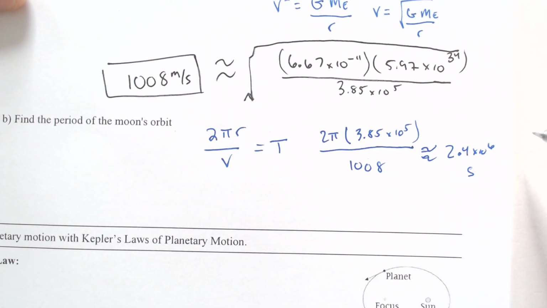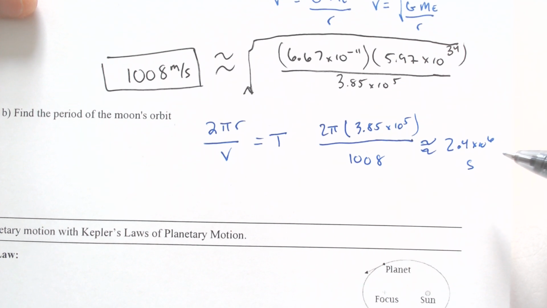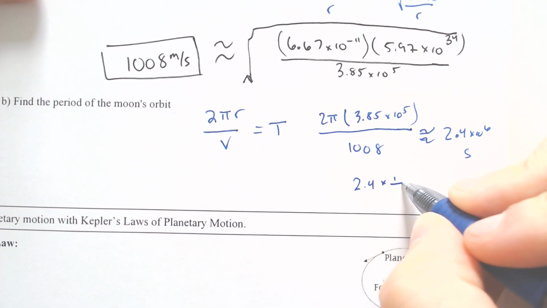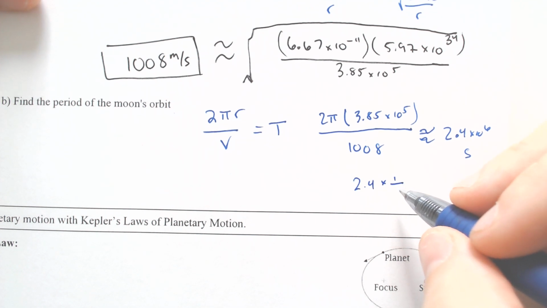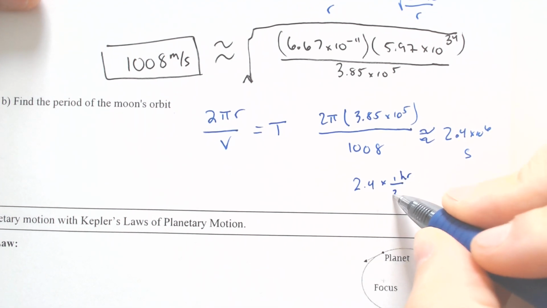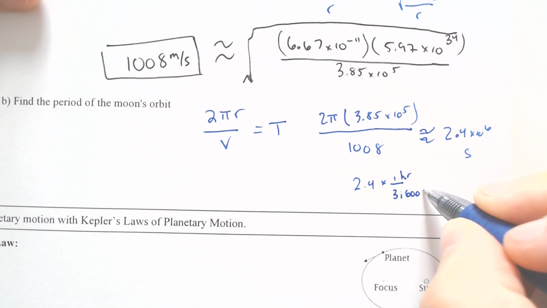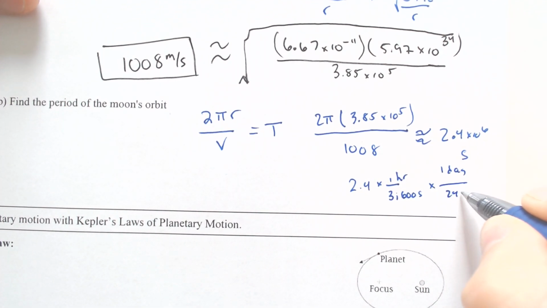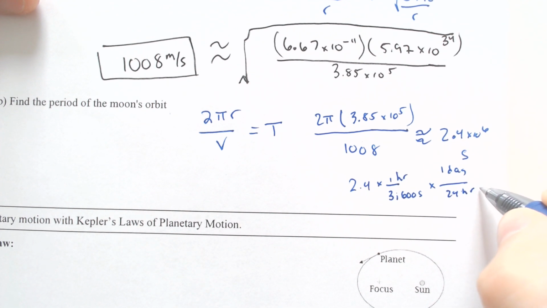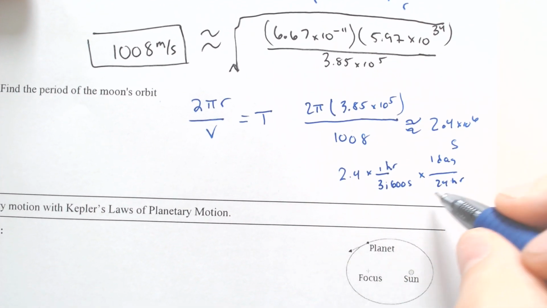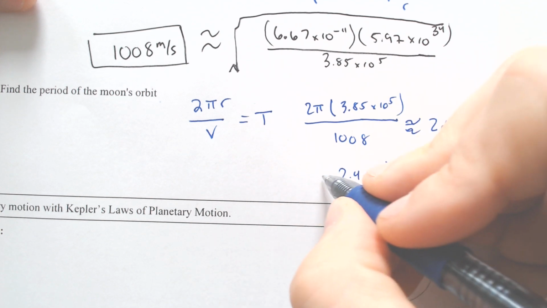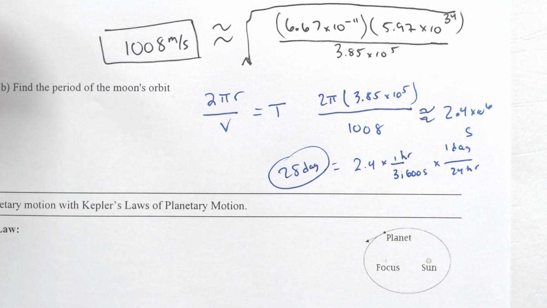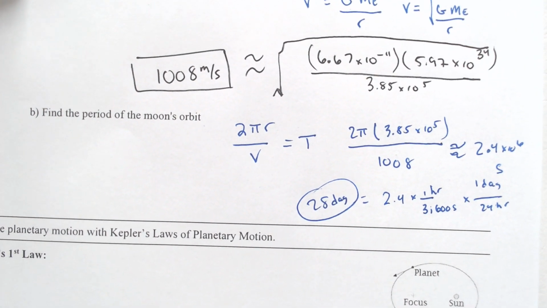And 2.4 times 10 to the 6 seconds, if you calculate it into days, you could multiply by 1 hour out of 3,600 seconds. And then you could multiply by 1 day for 24 hours. And if you do that, you get roughly, out of room, 28 days, which makes sense because the moon orbits the Earth about once every 28 days.